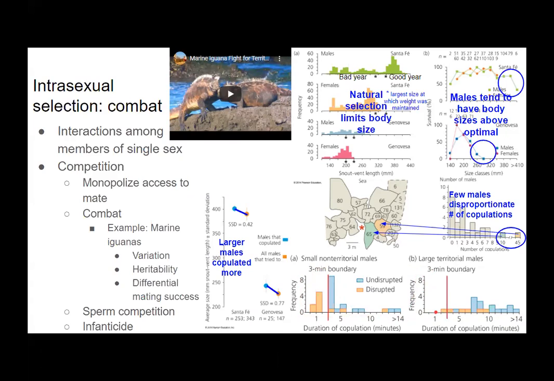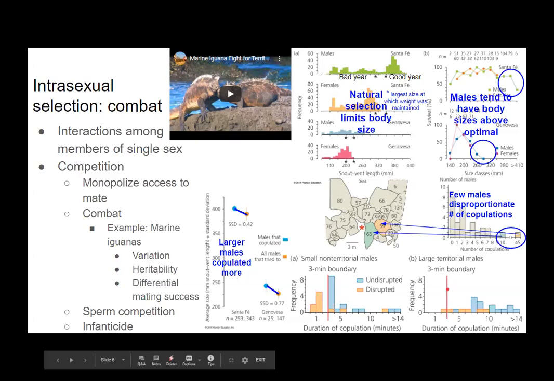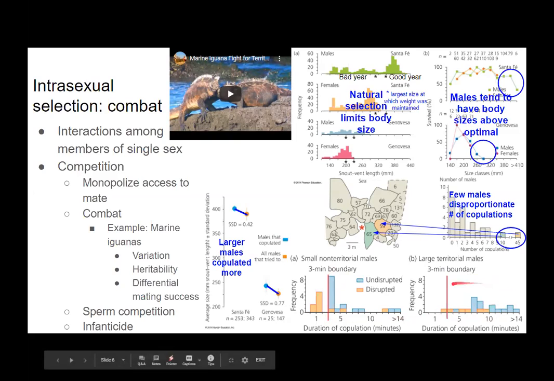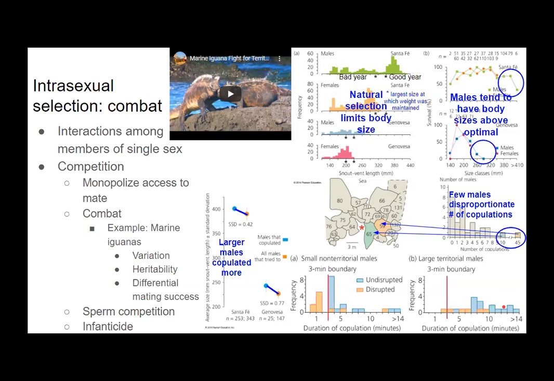The experiment showed that you really needed a minimum of 3 minutes in order to have an ejaculation. So if you were interrupted prior to 3 minutes, then there was no delivery of sperm. And in this case, the frequency of undisrupted copulation hits the 3-minute mark for those small territorial males. Most of the large territorial males are above that 3-minute mark. However, there are these males here that copulated less than the 3-minute mark.